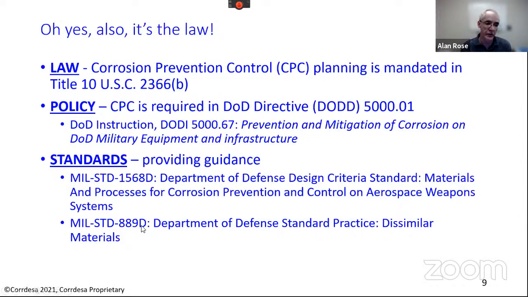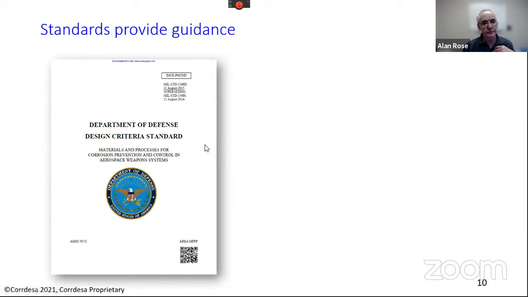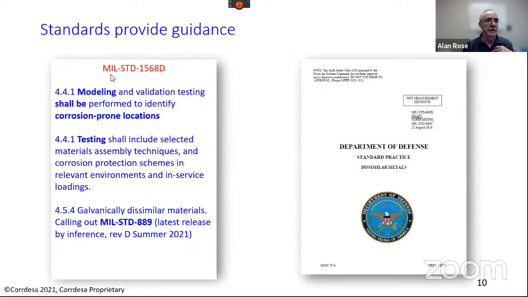Even though the military specs are public domain, they're very useful and people make use of them all over the world. I'm going to talk about MIL-STD-1568, which I would call an overarching military standard. And then there's a very specific one on galvanic corrosion, the dissimilar metals. So I mentioned the MIL standard, 1568D.